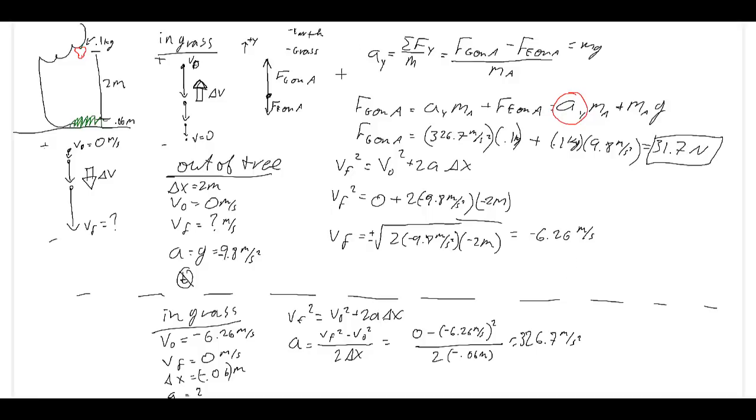All right, so that's that. This is a longer problem than I would normally do on a test. If anything, I would ask you for these 3 bits of information separately. So like, for example, this would be part A to find the velocity right before it hits the grass. This would be part B to find the acceleration in the grass, and this would be part C.